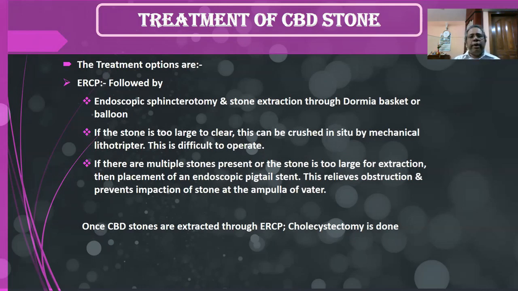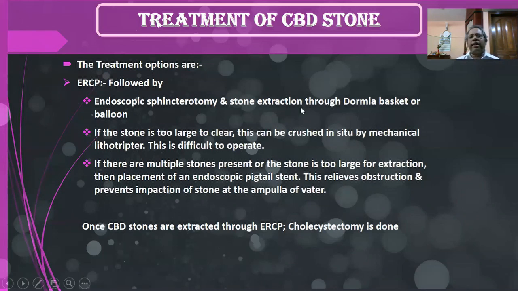So endoscopic sphincterotomy and stone extraction. By an endoscope, the sphincter of Oddi is divided, so the opening is wider. Then put a Dormia basket over there. So the stone is caught by the Dormia and pulled down to the duodenum. Or sometimes introduce a balloon catheter, which is called the Fogarty balloon catheter.